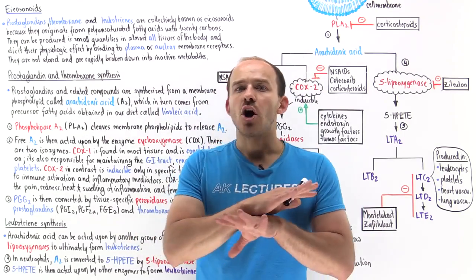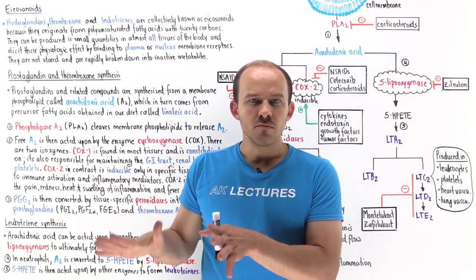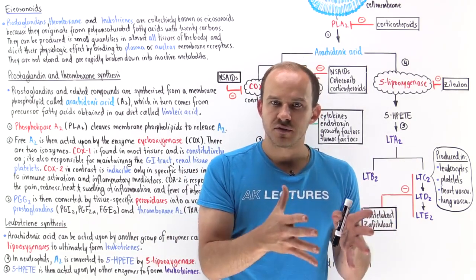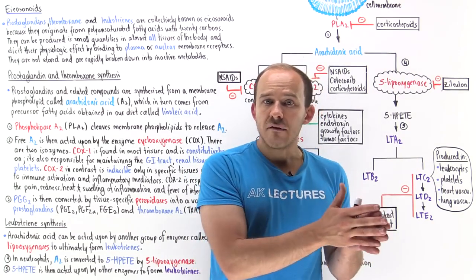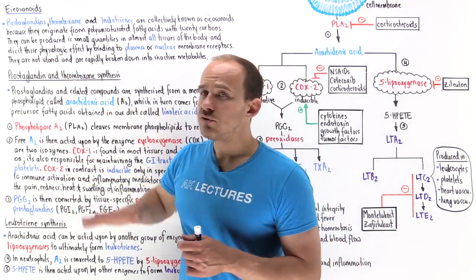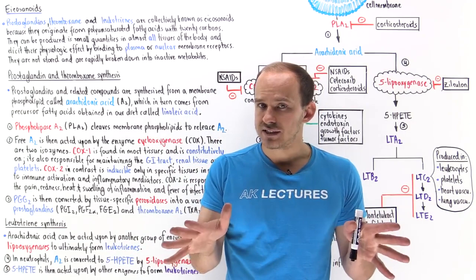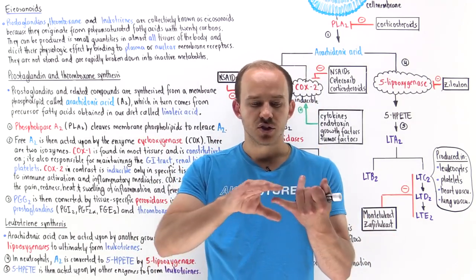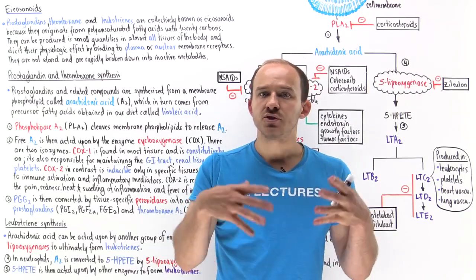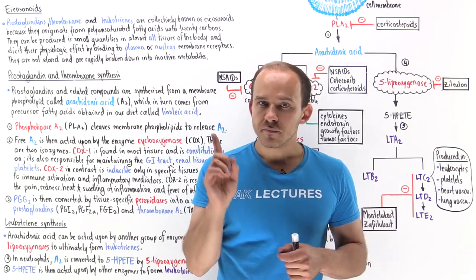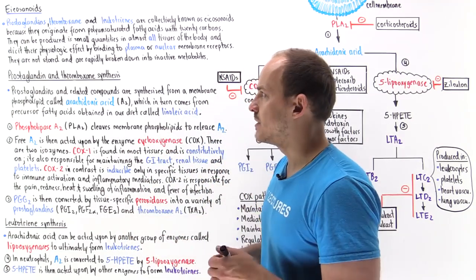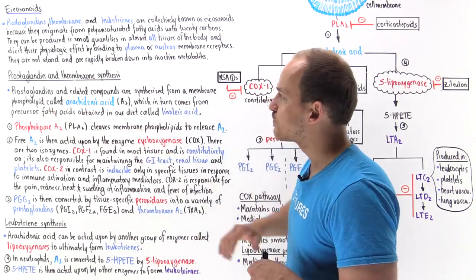Now, eicosanoids are not hormones. So remember, hormones are produced in glands. They are stored in glands for long periods of time, and when released, they travel very far distances to carry out their physiologic effect. In contrast, eicosanoids don't do that. They're local mediator molecules. They're synthesized by individual cells. They're used very quickly and then destroyed quickly by those cells. And they act locally around the cell that actually synthesizes it. They don't travel very far distances.